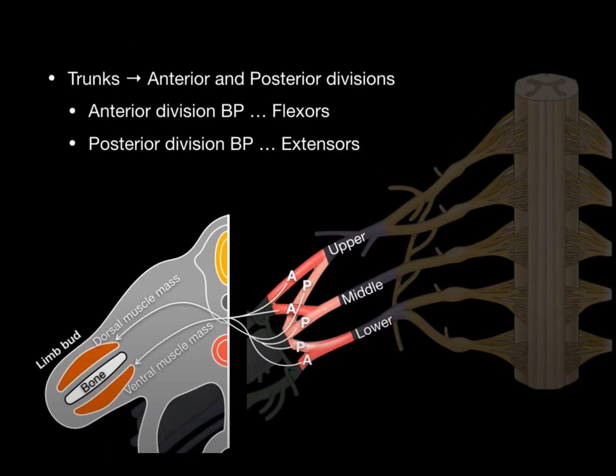In general, the anterior divisions of the trunks innervate the flexor muscles, which lie in front of the bone of the upper limb, and the posterior divisions of the trunks innervate the extensor muscles, which lie behind the bone of the upper limb.